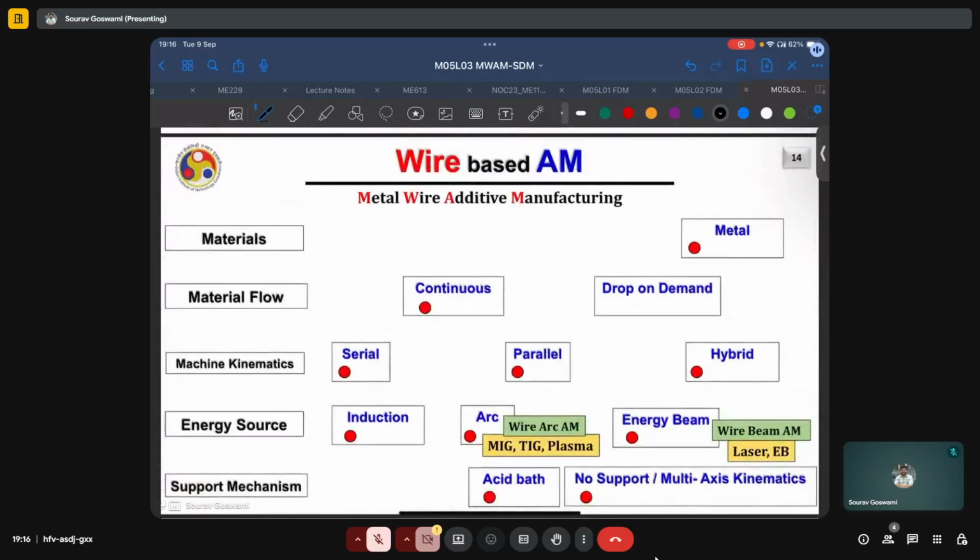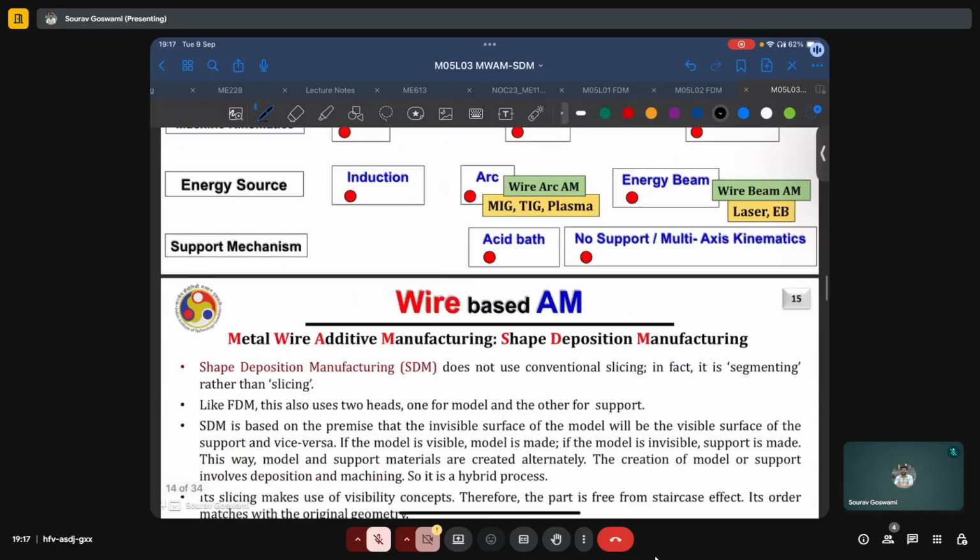The processes which use an arc energy source include wire arc AM or WAM, MIG, TIG, and plasma-based deposition. And the processes which use an energy beam as energy source are wire beam additive manufacturing using either a laser beam or an electron beam.